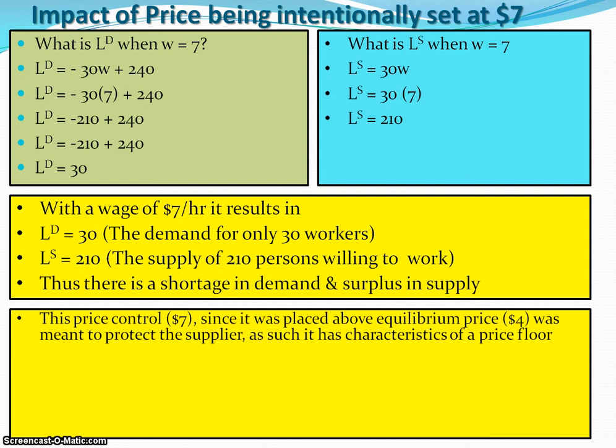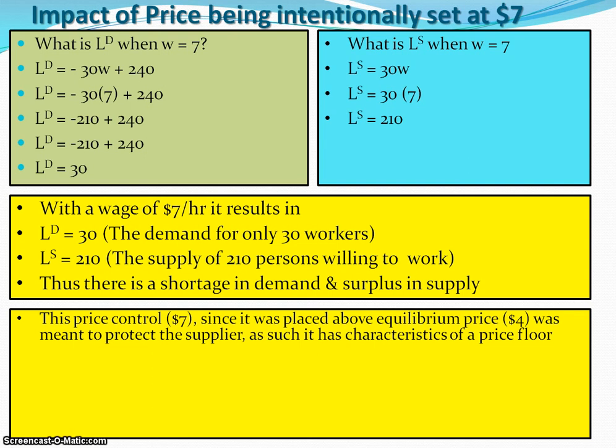So this price control of $7, since it was placed above the equilibrium price of $4, it means it was meant to protect the supplier. As such, we can see that this particular price control is a price floor. Because when you look at the definition, a price floor is usually set above the equilibrium price in order to protect the supplier, the seller. In this particular case, the seller is the laborer. The laborer is selling their services and the firms are demanding it. That is what happens in the labor market.